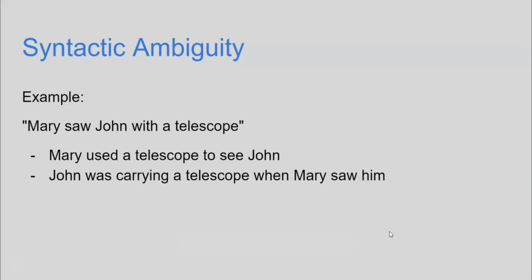In syntactic ambiguity we deal with a group of words rather than a single word. The group of words makes the sentence have multiple interpretations. For example, Mary saw John with a telescope. Here, with a telescope makes the sentence have multiple meanings. It could either mean Mary used a telescope to see John, or it could also mean John was carrying a telescope when Mary saw him.